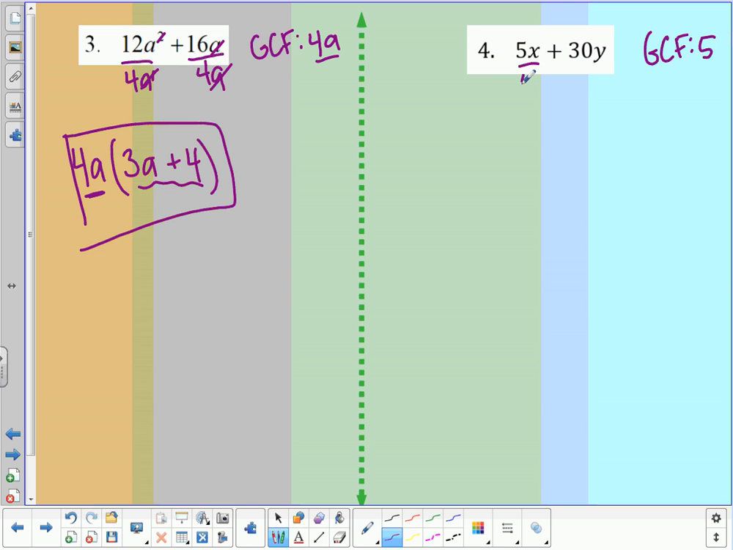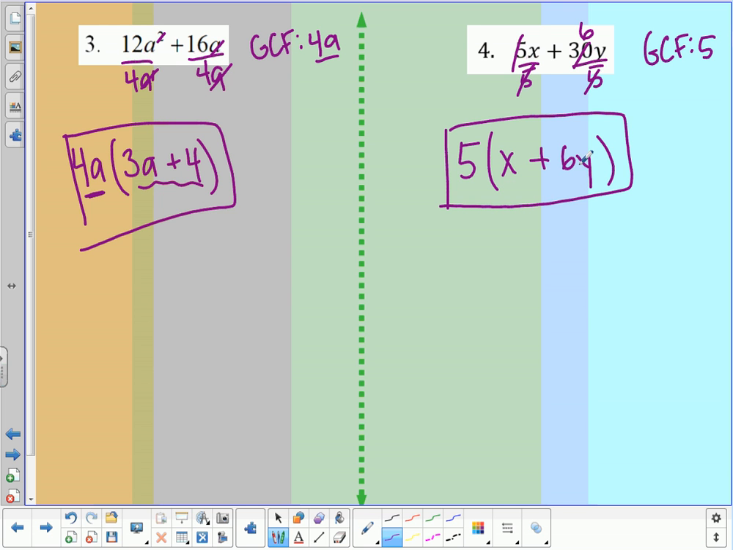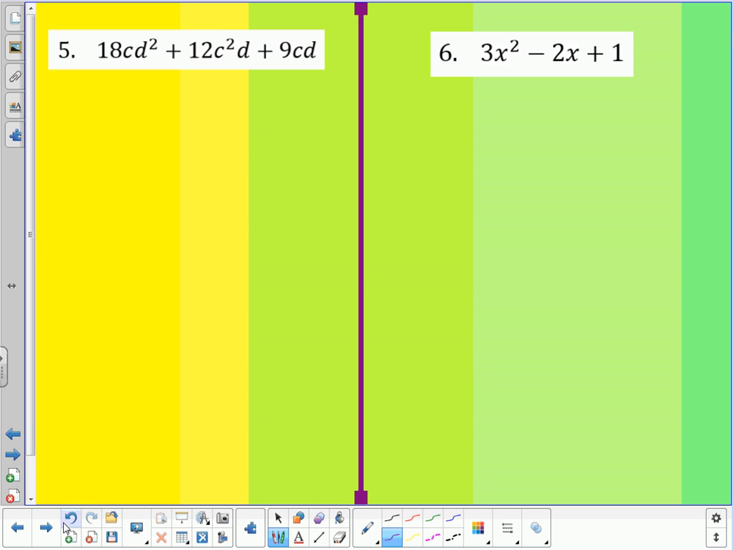So my only GCF here is a 5, and I'm going to divide it out of both parts. I write that GCF out front. 5 divided by 5 goes away, and I'm left with just x. 30 divided by 5 is 6, and I'm left with 6y. So GCF out front, whatever parts are remaining behind, that's my factored form. You can always tell if you've factored it completely if there are no like terms or common factors left inside the parentheses once you're finished. So that x plus 6y, there's nothing common between x and 6y that I can divide out. So I know I've gone as far as I can.